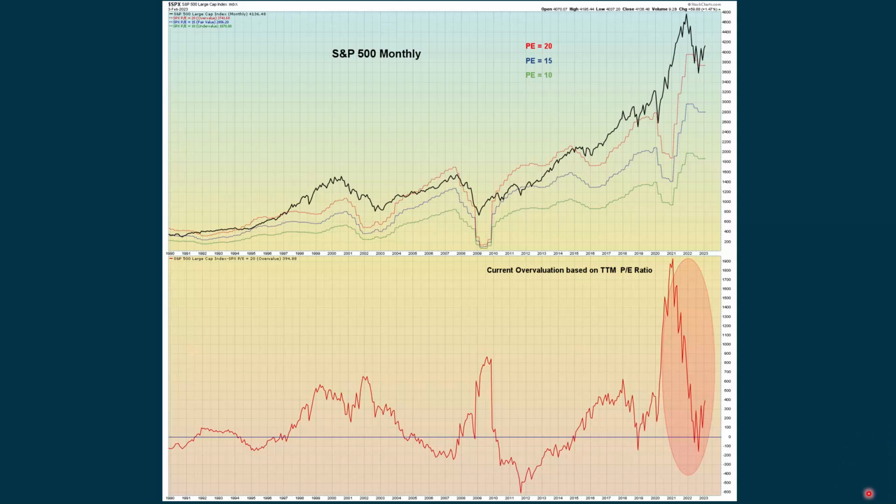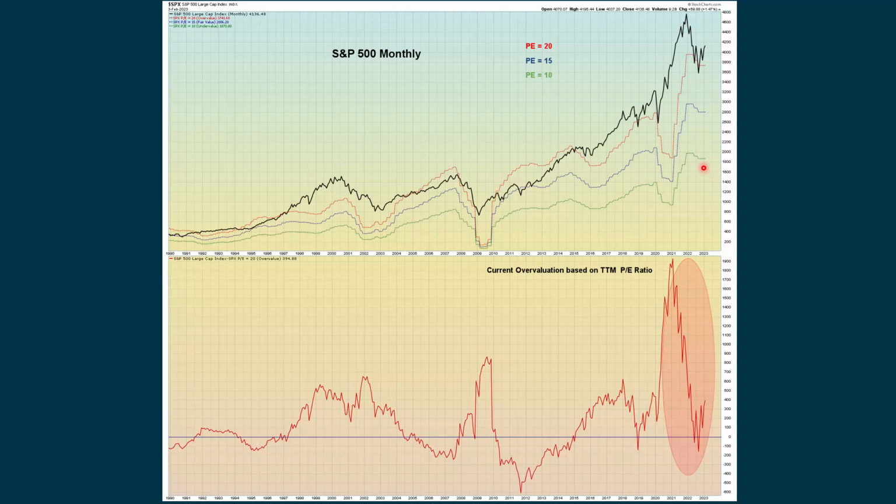This is a chart going all the way back to 1990, and it shows three colored lines. We have a red line that's dashed. That represents a PE ratio of 20. When we're at that level or above, the market is considered to be expensive. The blue line represents a PE ratio of 15. When we're at or around that level, the market is considered to be fairly valued.